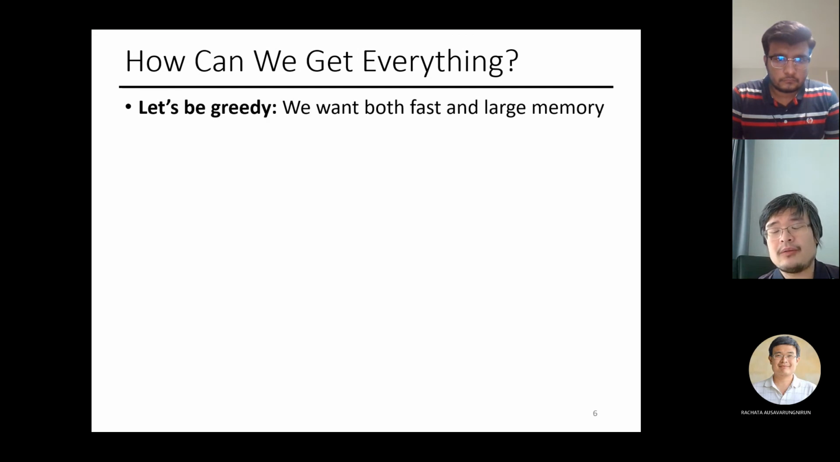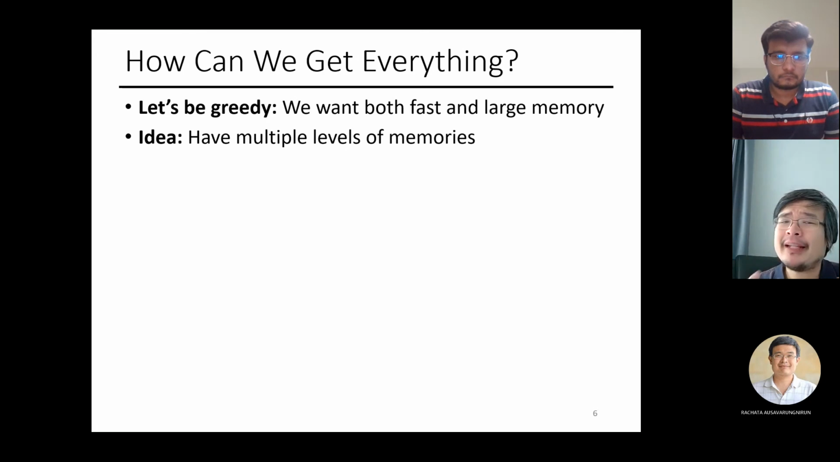So our goal is we want to be greedy, we want everything. That should always be the goal of every engineer when you want to provide a solution for someone: I want the best of everything while minimizing the cost. So we want both fast and large memory. How do we get that? The idea is actually simple. DRAM is big but slow, SRAM is really small but fast.